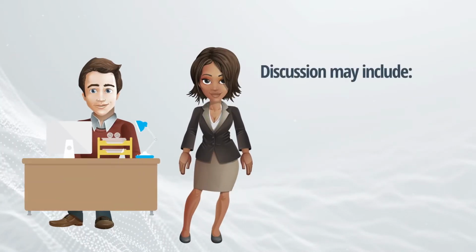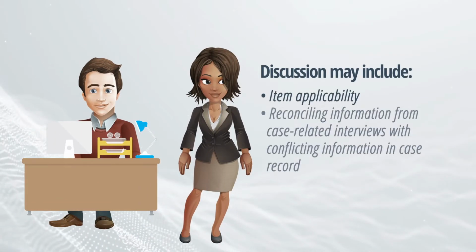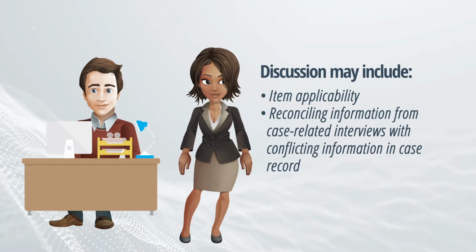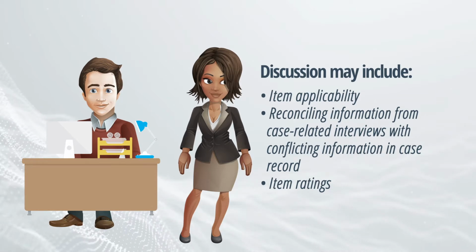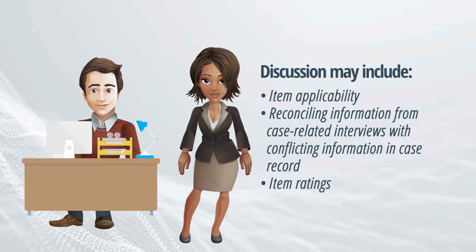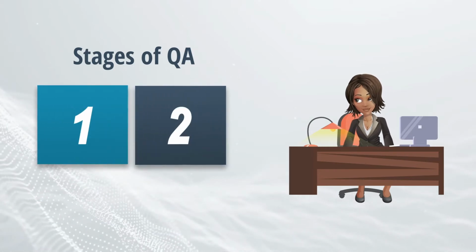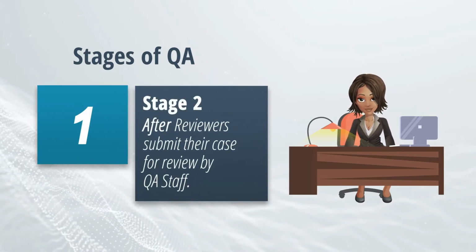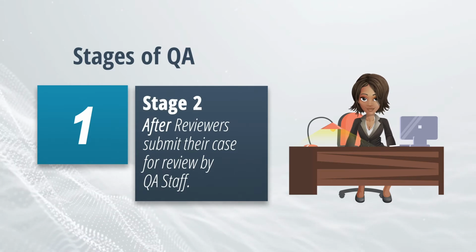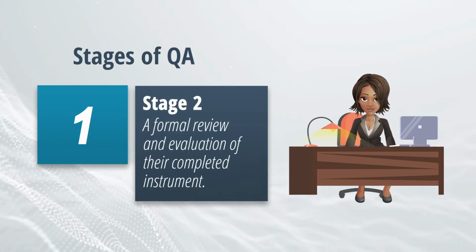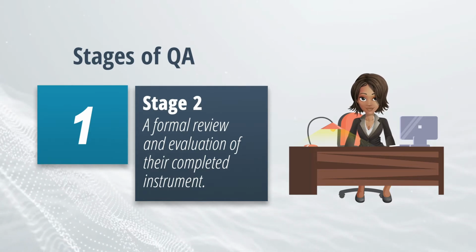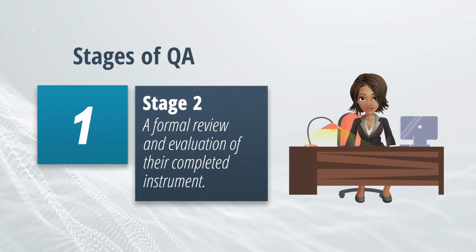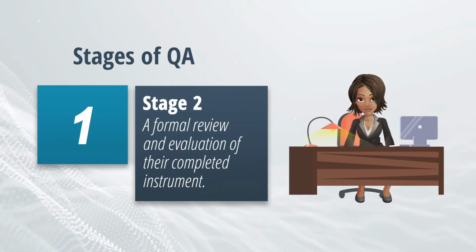You'll have discussions with them on topics that might involve item applicability, reconciling information from case-related interviews with conflicting information in the case record, item ratings, and so on. We'll talk more about this stage of QA in a moment. The second stage of QA is what takes place after reviewers actually submit their case for review by QA staff. This involves a more formal review and evaluation of their completed instrument that includes a close reading for consistency and clarity, and adding QA notes as necessary to address any areas of concern. We'll focus more on this a little later in the video.